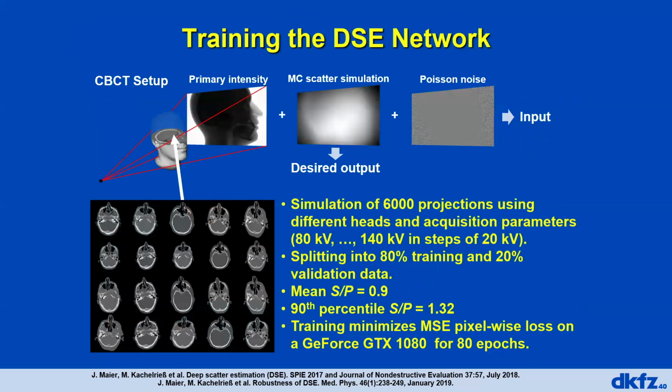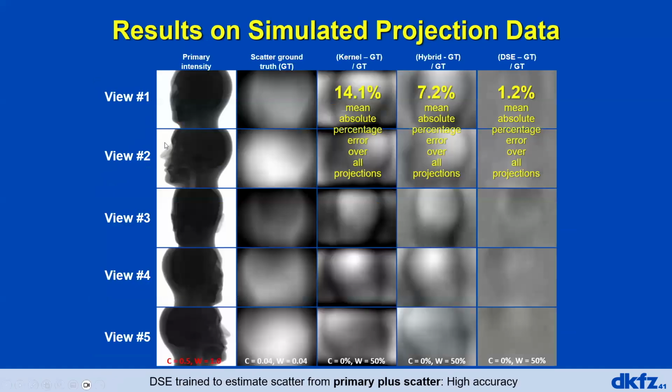Of course, you need a lot of training data. So what we did is we simulated a vast amount of projections. We simulated all available tube voltages. We simulated different scatter ratios and things like that. On this slide, you see different view angles for an anthropomorphic head phantom in the first column. Then you see the scatter ground truth in the second column, and the other columns are results. Kernel and hybrid-based scatter estimations are basically algorithms that were proposed in the literature that we are comparing against. And DSE, or deep scatter estimation, is the algorithm I just showed you using the neural network that we developed.